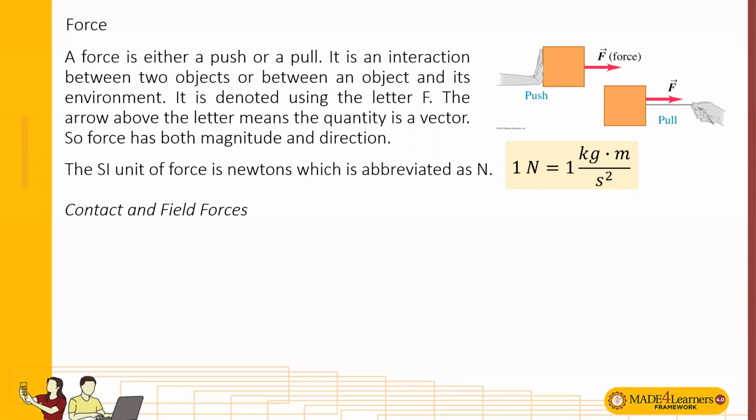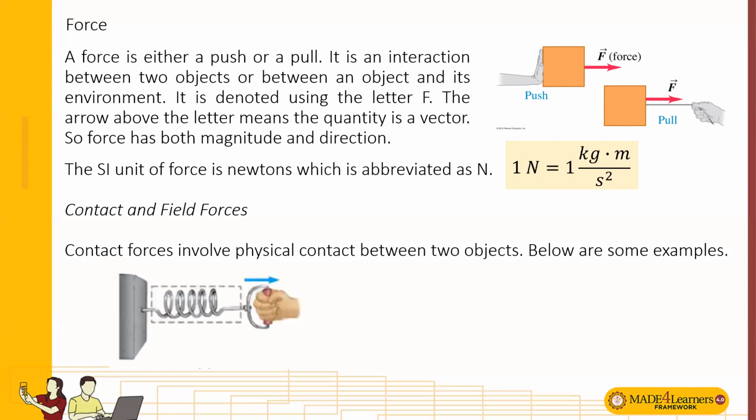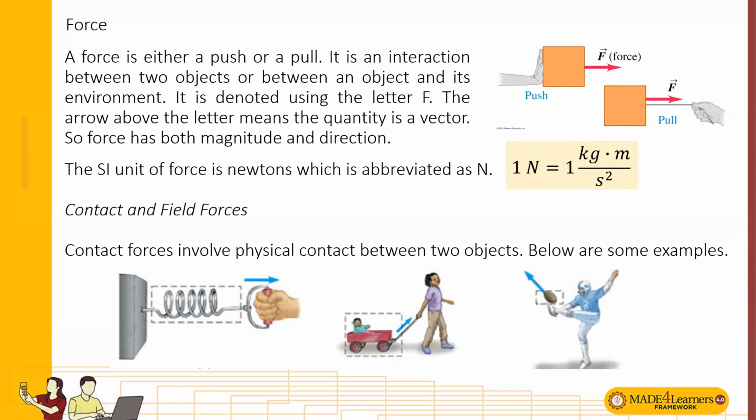We have types of forces, based on the type of interaction between objects. We have contact and field forces. For contact forces, from the term itself, it involves physical contact between two objects. Below are some examples. The hand is touching the handle of the spring. If you pull the spring, it would be easier to do that because you are touching the handle. Another example is pulling this cart, or kicking a football.